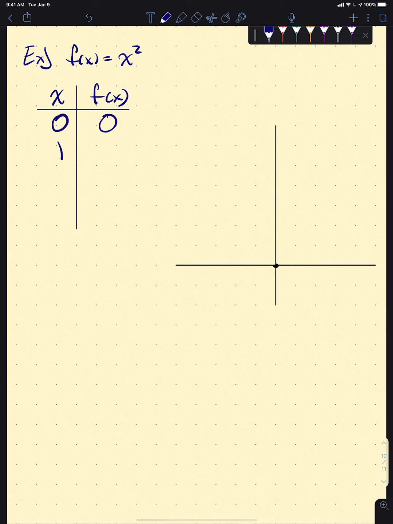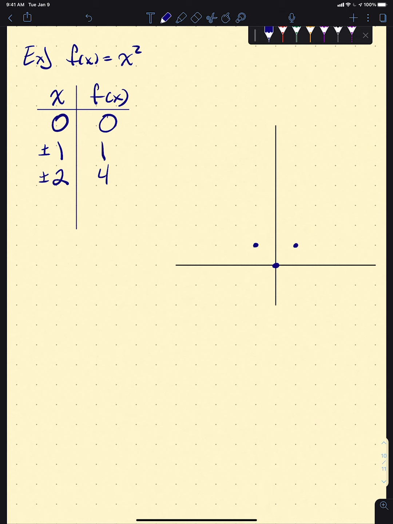If x is 1, I should plot that point. That's 0, 0. If x is 1, 1 squared is 1, so the point 1, 1 is on our graph. But what if x is negative 1? Well, negative 1 squared is still 1, so I can put a plus or minus there. Okay, what about if x is 2, or negative 2? As we just saw, it doesn't matter whether we're positive or negative; when we square it, it's going to be the same. And positive and negative 2 squared would be 4.